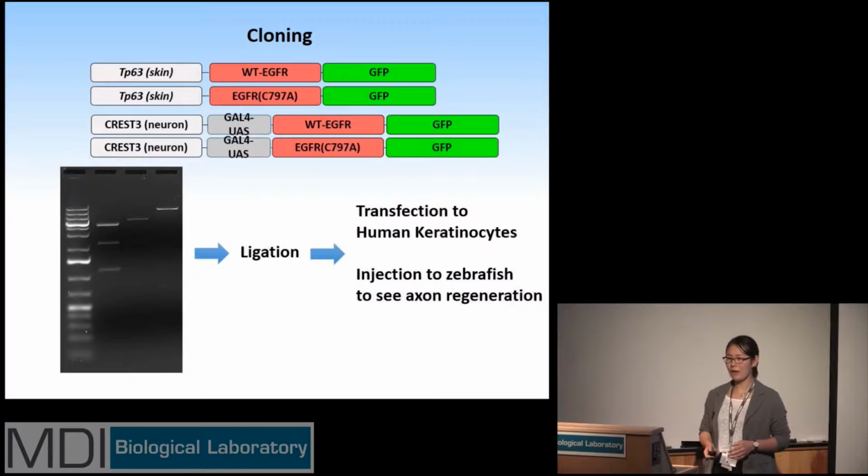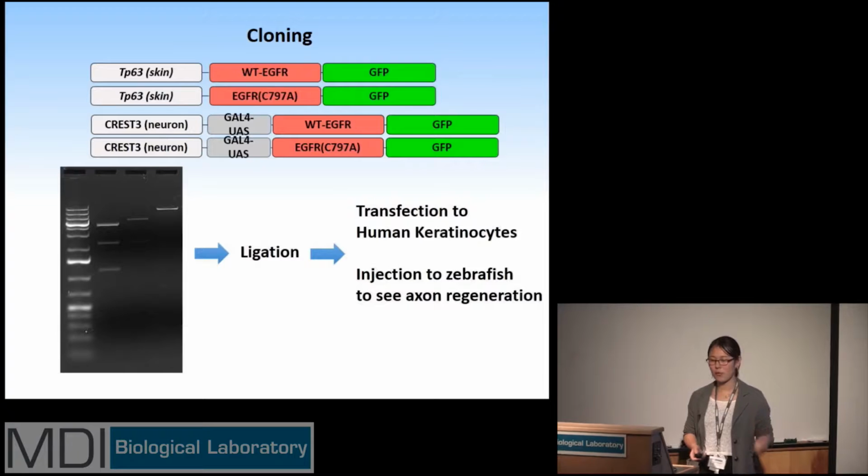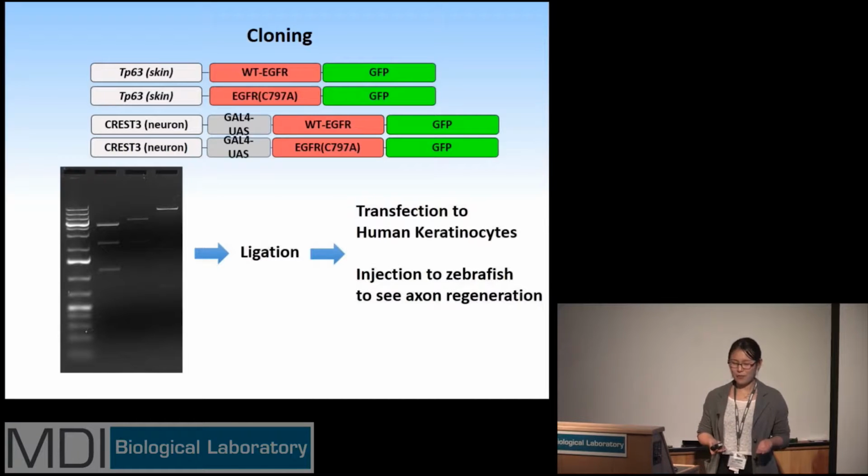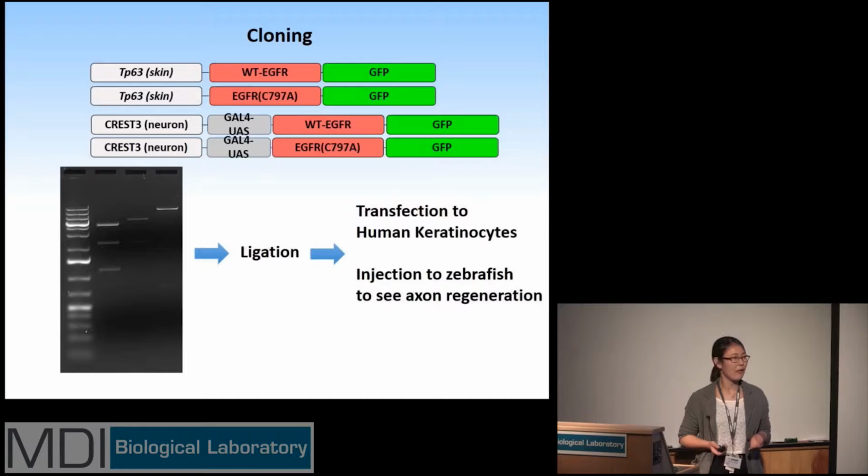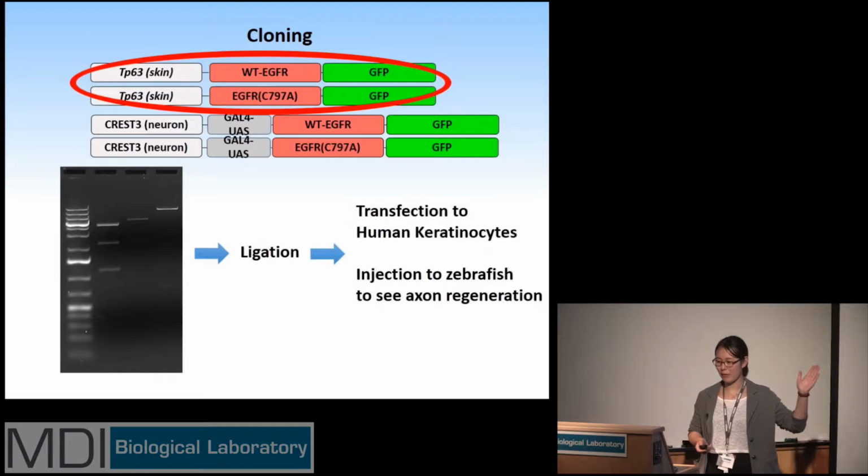In the end, we are hoping to have 4 different constructs with wild-type and mutated EGFRs, and also with 2 different promoters. We are interested in using 2 different promoters so that we can express these EGFRs in 2 different cell types, 1 in skin cells and 2 in neurons. This is important in our study because if the oxidation of the EGFR is necessary for axon regeneration, we would like to know if the oxidation happens in the skin cells or in neurons, and if it affects the regeneration of axons.